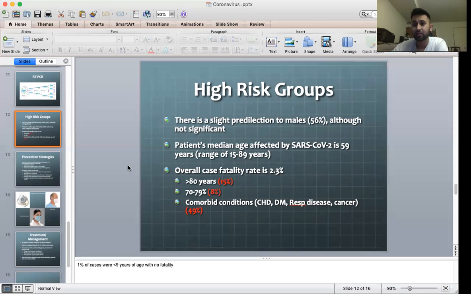And the fatality rate, if you were to break that down, turns out to be 15% of the people who are more than 80 years of age, and 70 to 79 has an 8% fatality rate. And 49% of the people who are actually dying are because of other comorbid conditions. That could be heart disease, they could have diabetes, they could have respiratory disease, either obstructive or restrictive, or they could have an oncological condition.